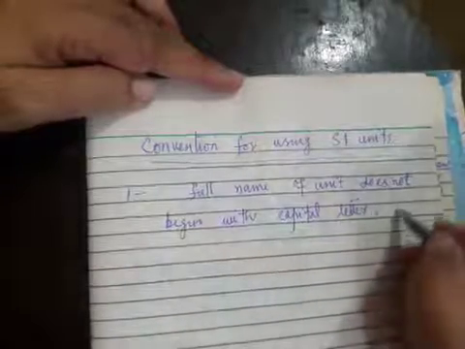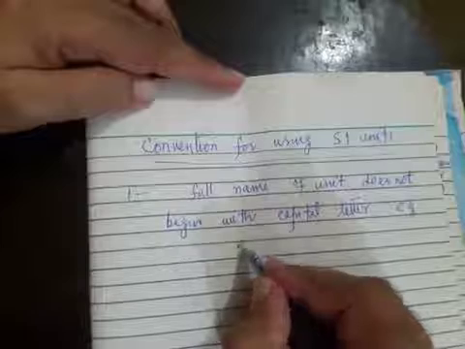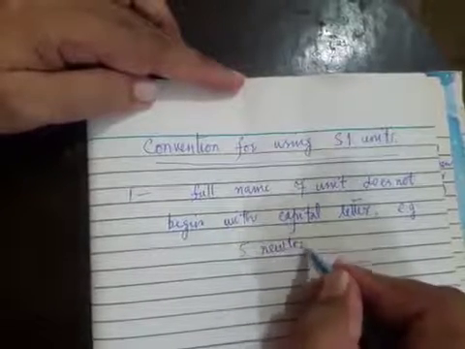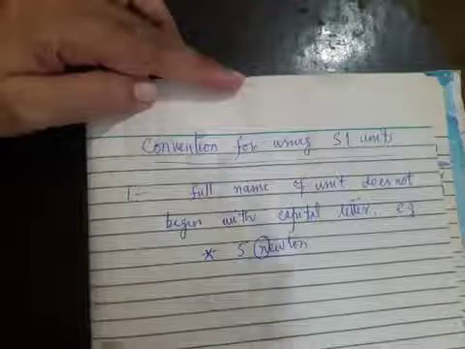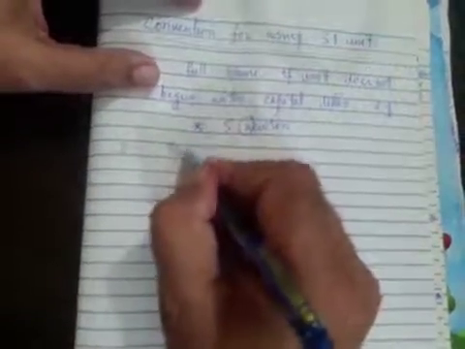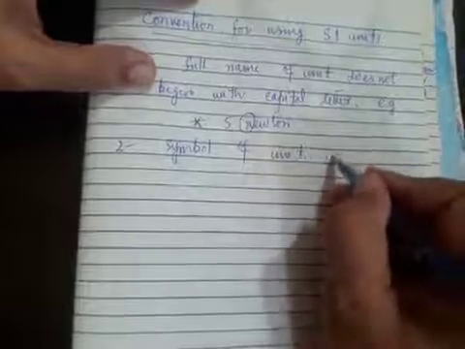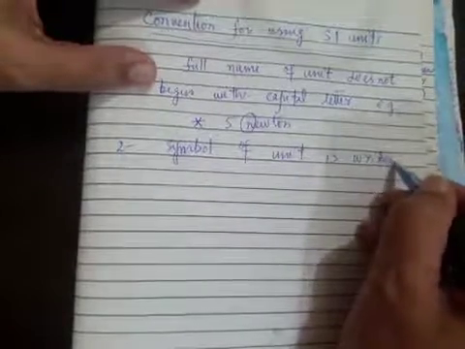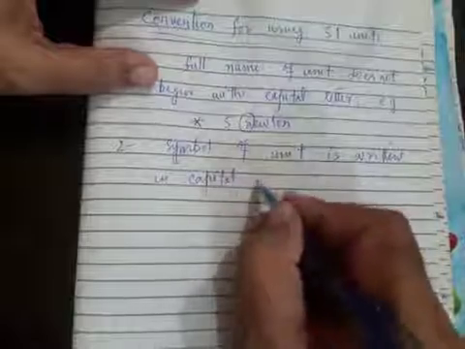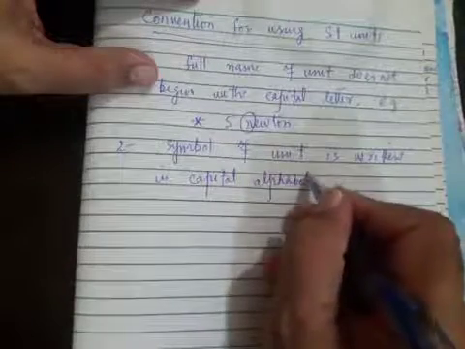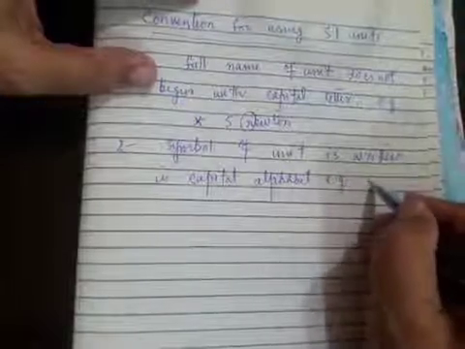For example, 5 newton. So look, n is in small alphabets. Similarly, we can write other units. Second rule, the symbol of a unit is written in capital alphabets. For example, 5 N.